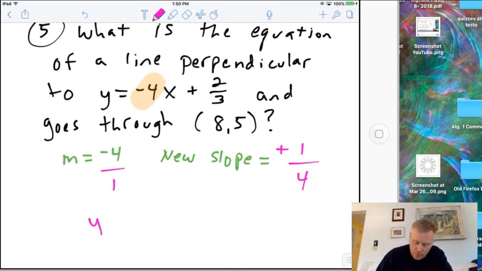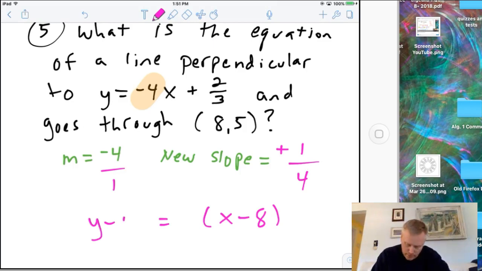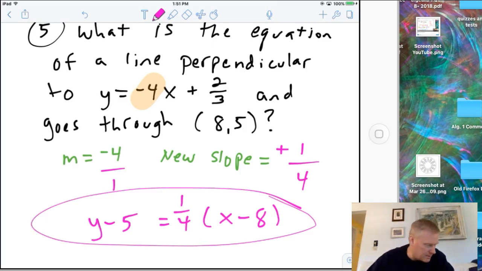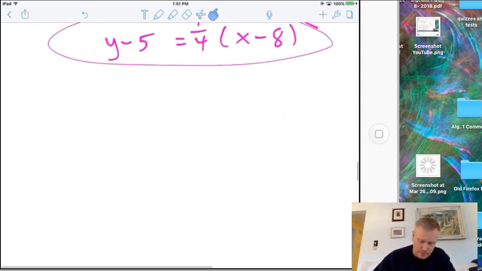Let me write my equation here. Y minus equals m times x minus. Now let's fill in the blanks here. X coordinate goes next to the x. There's the 8. Y coordinate goes next to the y, which is the 5. My new slope goes in front of the parentheses, and there's the answer. Let's see how nice and easy that is to work with. Okay, so, Number 6.